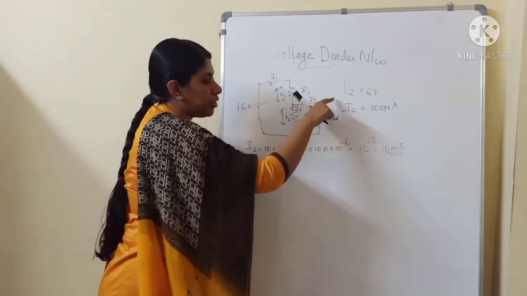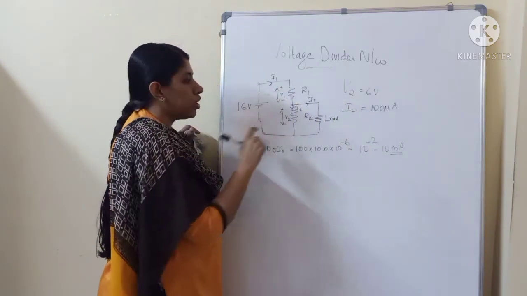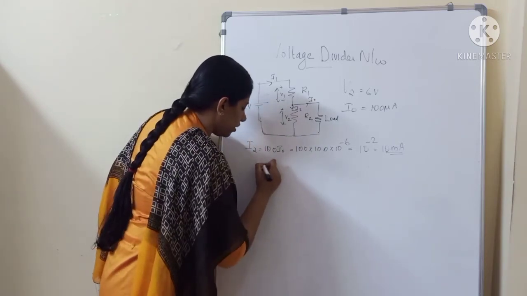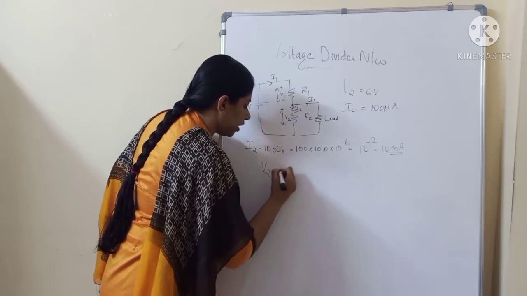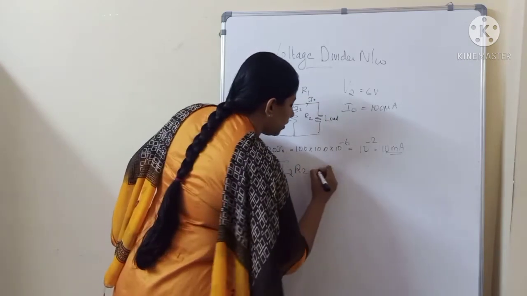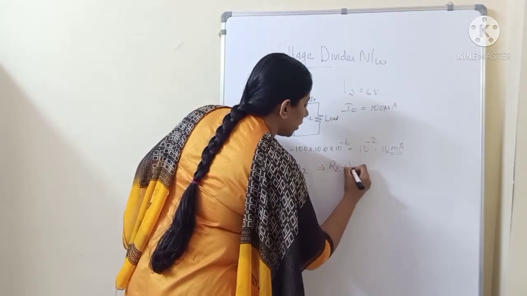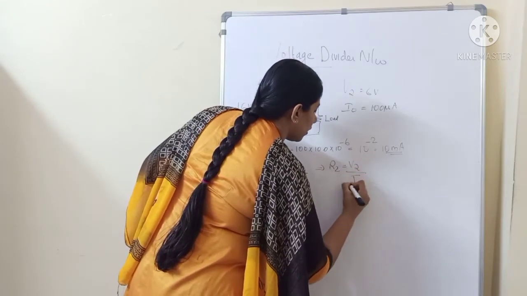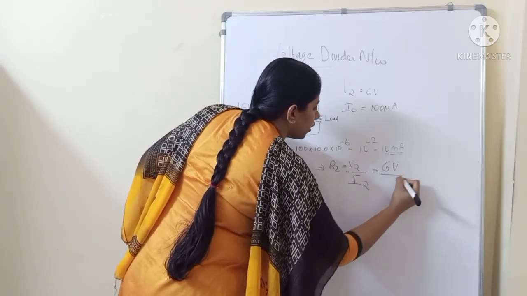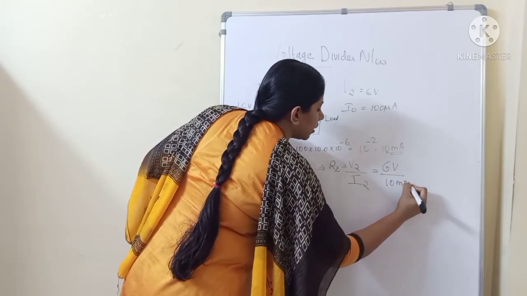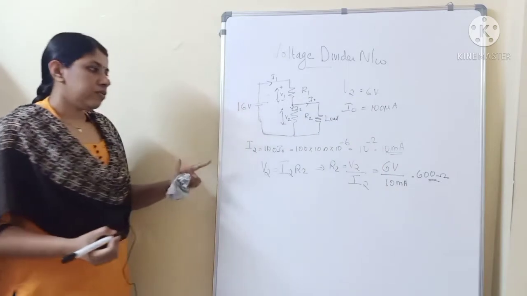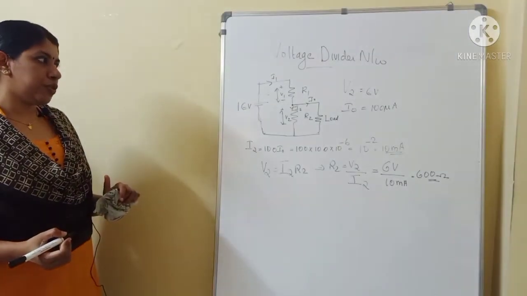Then the other information we have is the value of V2. If we know the value of V2, then we can find the value of R2. We know that V2 is equal to I2 into R2. From this, R2 is equal to V2 by I2. What is the value of V2? It is given in the question as 6 volt, and I2 we have calculated as 10 milliampere. Therefore, this will come as 600 ohm.